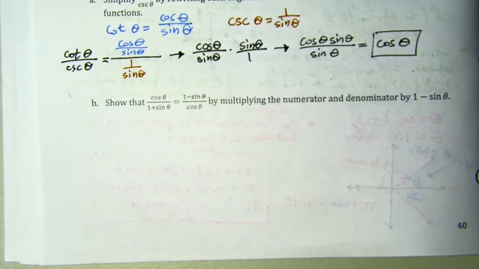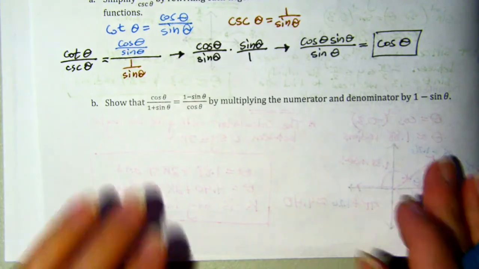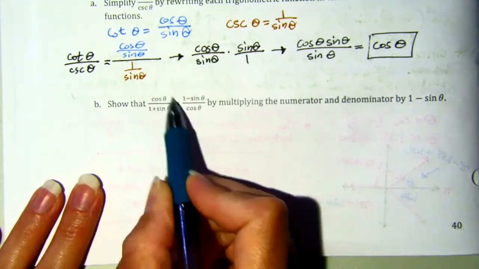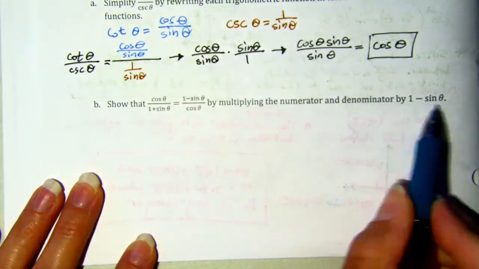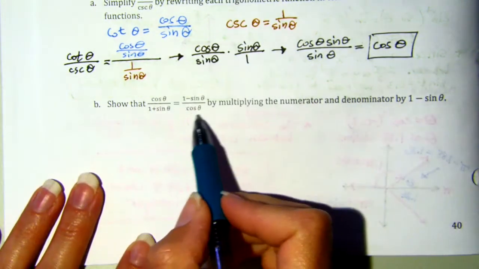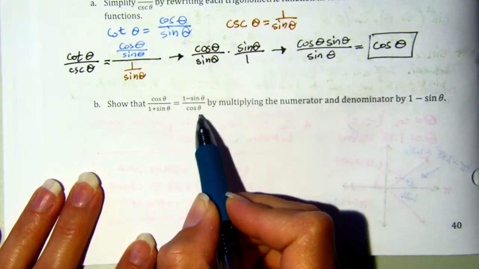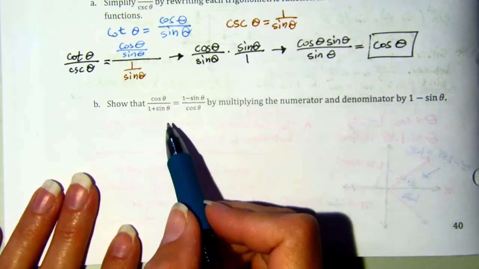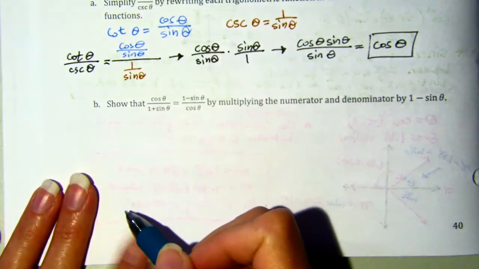Part B. Show that cosine of theta over 1 plus the sine of theta is equal to 1 minus the sine of theta divided by cosine of theta by multiplying the numerator and the denominator by 1 minus sine of theta. We're going to take this left side and we want to multiply it by this in the numerator and the denominator and simplify and see if we can get it to be 1 minus sine of theta divided by cosine of theta. This is a key tip to solving some of these problems.